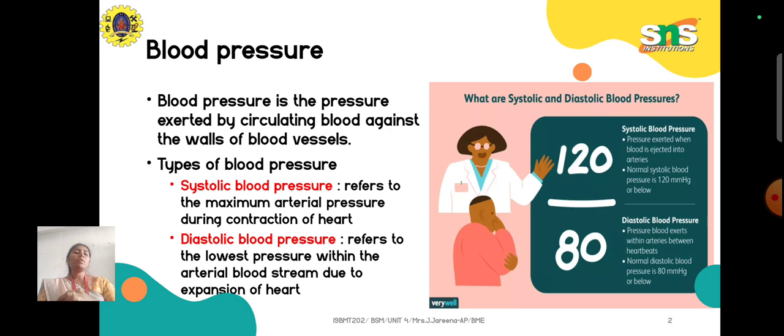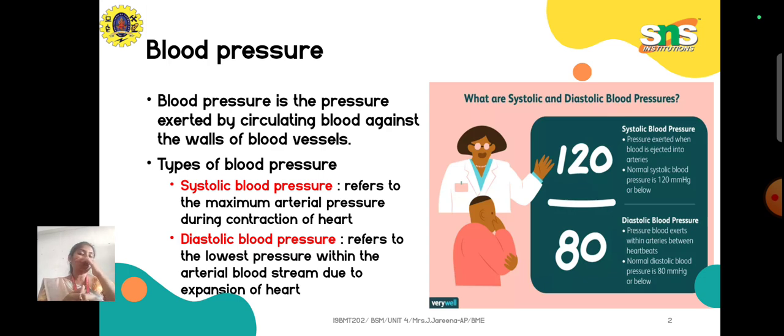So what is meant by systolic blood pressure? Here we are measuring the pressure at contraction of the heart. That pressure is called systolic blood pressure, the maximum arterial pressure, because during contraction you have very high force, so the pressure is very high. So if you measure this maximum pressure during the contraction of the heart, it is systolic pressure. Diastolic pressure is just vice versa. Here you are measuring the pressure at the lowest point, when the heart muscle is relaxing, that is during the expansion of the heart.